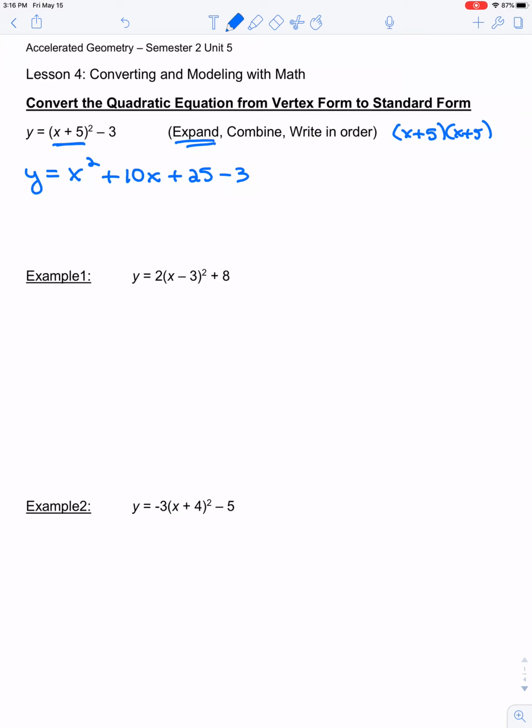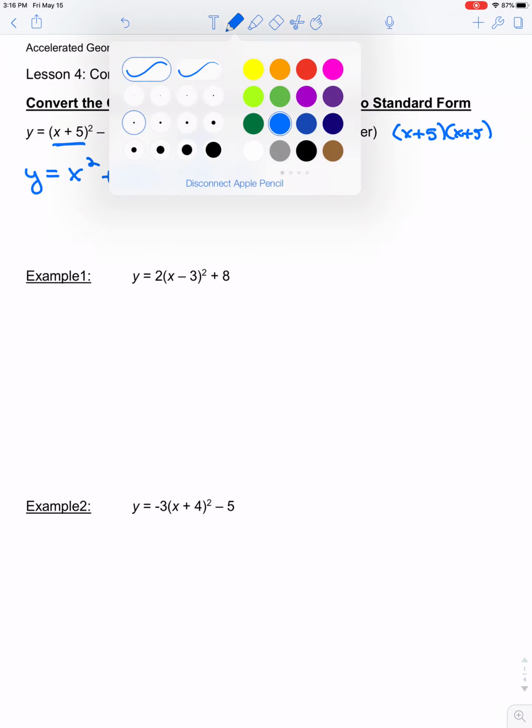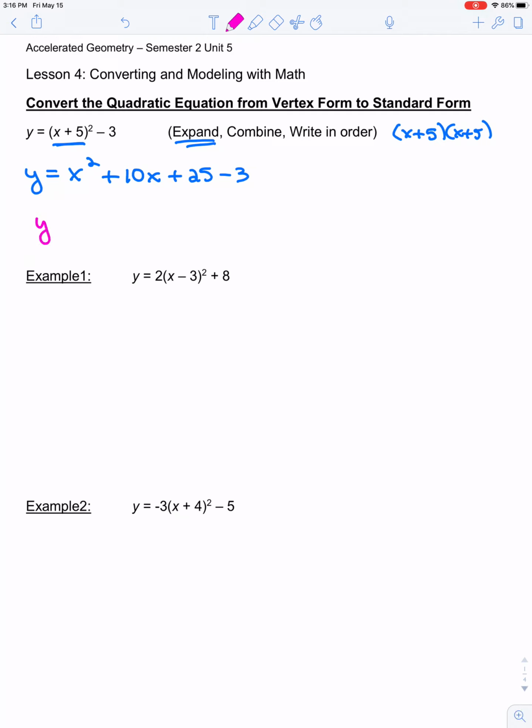Now we're going to combine and write it in order. So combine like terms, y equals x squared plus 10x plus 22, and that is now in standard form. So you just went from vertex form to standard form.